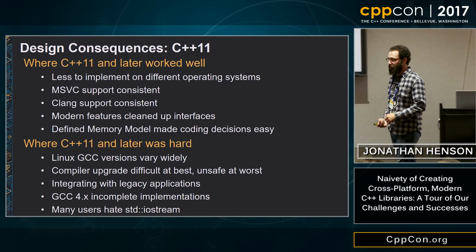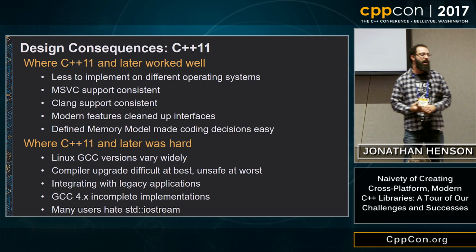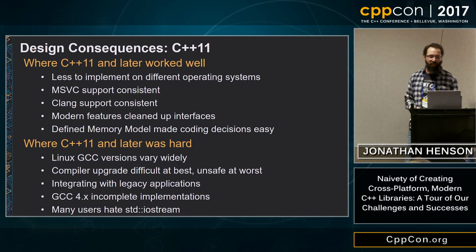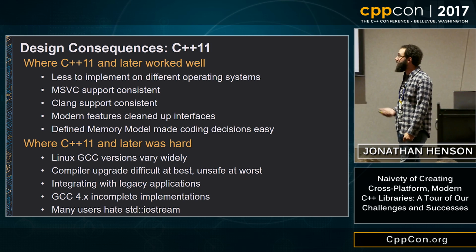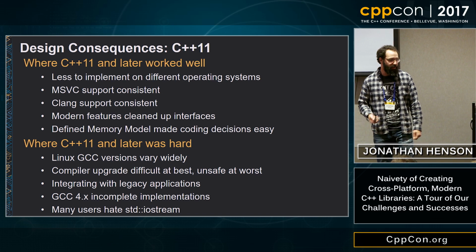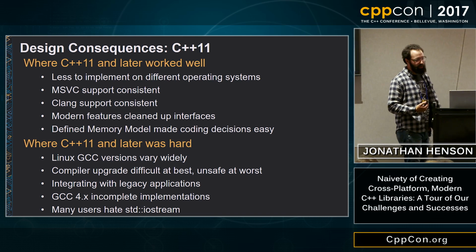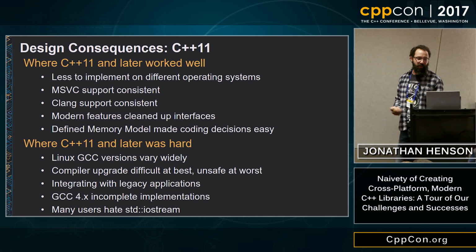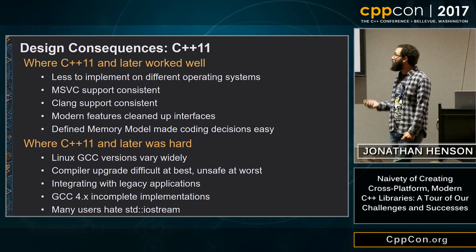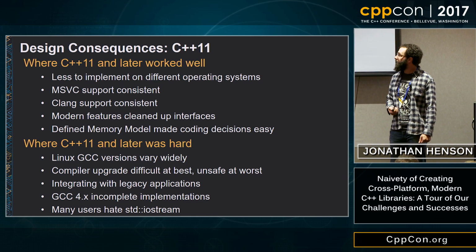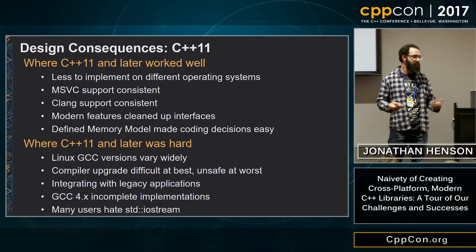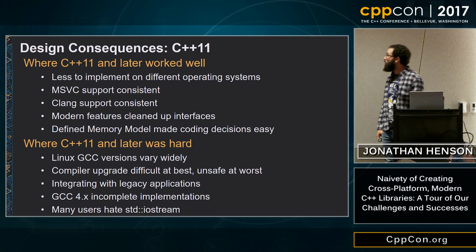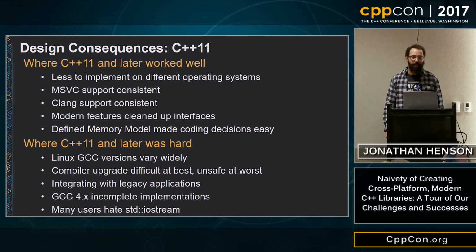So this worked well. As we already talked, we had far less to implement on different operating systems. Microsoft Visual C support was consistent. The only drawback was on Visual Studio 2013 and auto-generated move constructors and operators, which you find out usually when a build fails. Clang support, we had no problems with Clang. Modern features cleaned up the interfaces. We didn't have to have clunky ways of exchanging shared features and moving them around. And the defined memory model just made most decisions really easy.